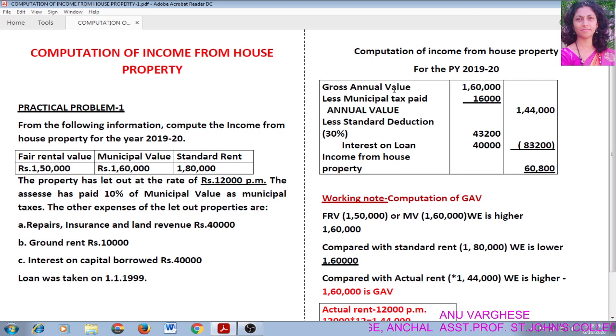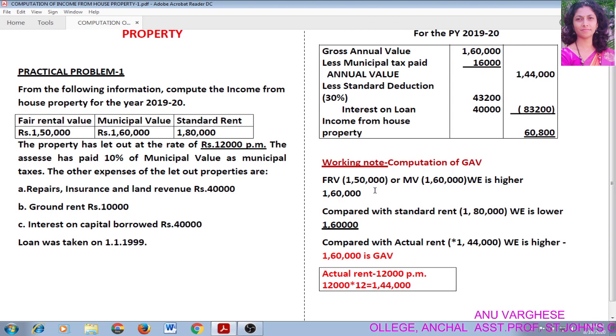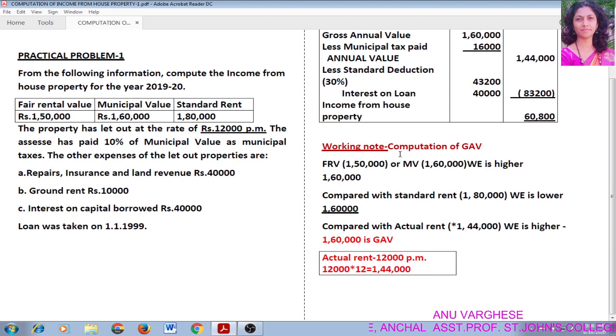We have to write gross annual value. So first of all, we have to determine gross annual value. So you can write a working note here. Working note, that is computation of gross annual value.